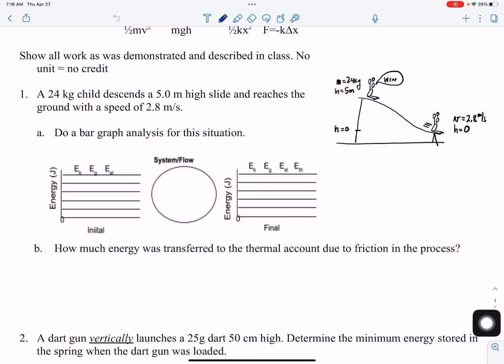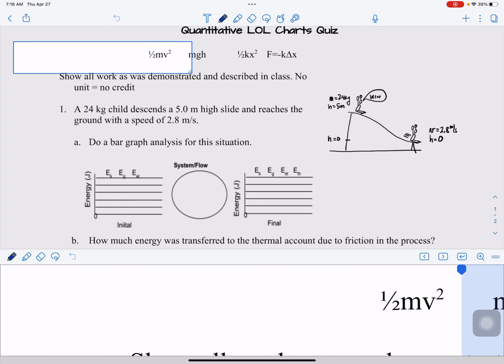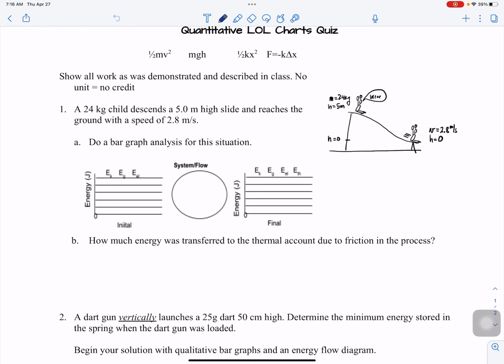The third one, does the child on the top of the hill have elastic potential? And the answer is no. How do you know that? Because there's no spring. And so the only type of energy that we have is EG, and I'm going to draw 4 bars. It doesn't really matter how many bars you draw, as long as you draw at least 2 bars.